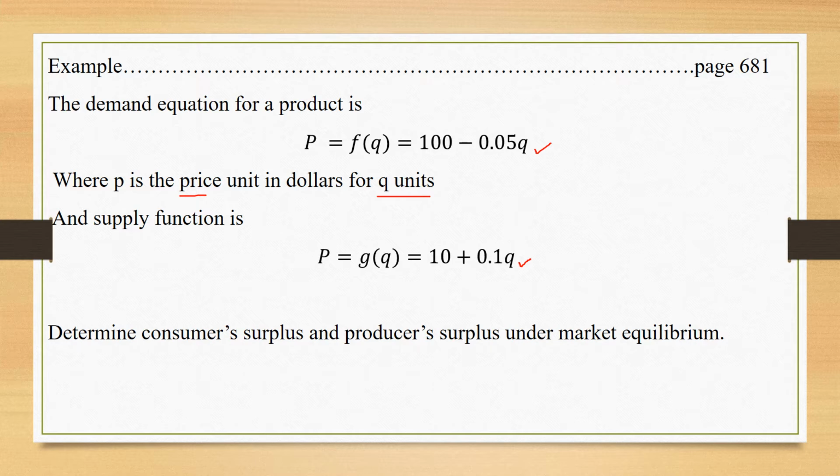Here we need to find the consumer surplus and the producer surplus, and for this we first need to find the equilibrium point. So three points are very important. We need to find the consumer surplus and the producer surplus, but for this we need the equilibrium point of the supply and demand equations. So what is the equilibrium point? The equilibrium point is where the demand and supply equations are the same. When demand and supply become the same, that point is called the equilibrium point.